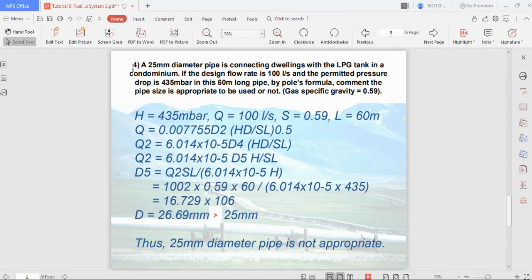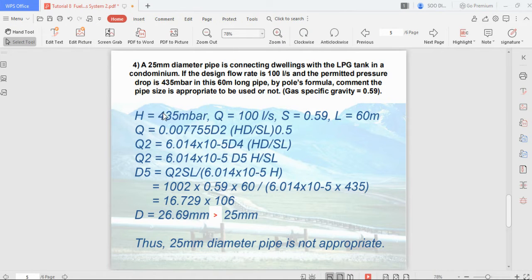Okay, so for question 4, a 25 mm diameter pipe is connecting a dwelling with the LPG tank in a condominium. If the design flow rate is 100 liter per second and the permitted pressure drop is 435 bar in this 60 meter long pipe, by Pohl's formula, comment whether the pipe size is appropriate to be used or not.